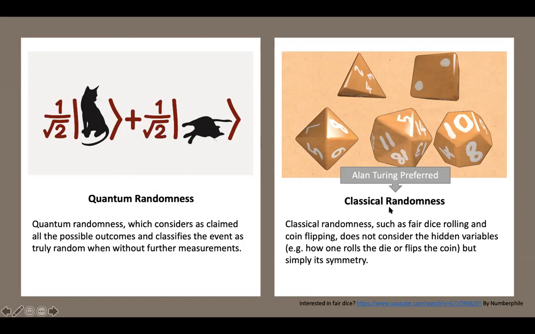And classical randomness would be things like fair dice rolling and coin flipping. We're not considering any hidden variable because when we're rolling dice, we're not considering how we roll the dice, but only the combination of faces and the sides of the dice.